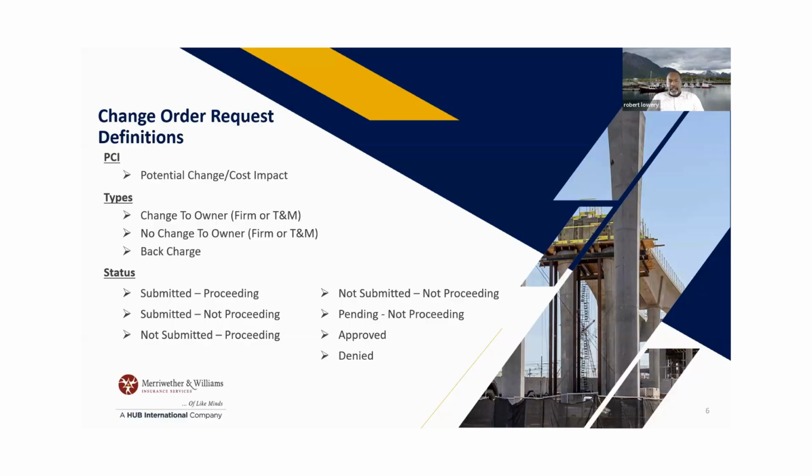For an unforeseen condition, you're going to give it a ROM, rough order of magnitude, and say, okay, this could be $4,000, not to exceed $4,000. You're going to then submit that as a potential cost impact to the GC or to the owner, so they are aware, hey, this is coming up, to give you time to put it together and for them to react or respond.